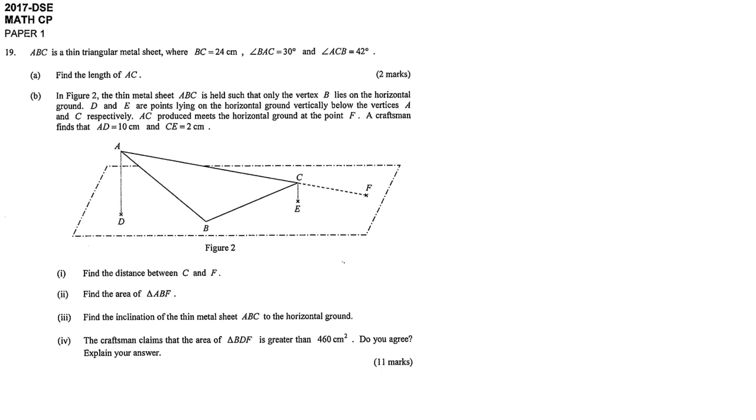There is our 3D trigonometric questions again, and then in part A they just tell you that there is a triangular metal sheet, and BC is 24 while angle BAC is 30 degrees, and then angle ACB is 42 degrees. Usually part A is really easy, just let you apply sine formula or cosine formula. But anyway, in order to handle this kind of question, I never consider it as a 3D diagram.